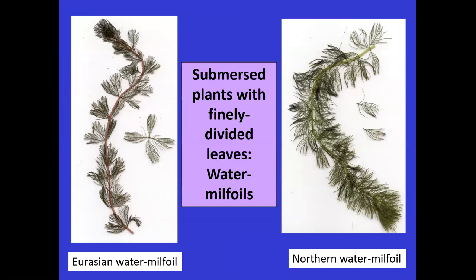As I said, almost all of them, with one exception, have this same body plan where they've got a long stem with these feather-like leaves. The one on the left is Eurasian water milfoil, and the one on the right is Northern water milfoil. Both of these have four leaves at each node, and each leaf is like a feather with a central rachis and little leaflets going off to the side. So this is a very common body plan. Okay, next.